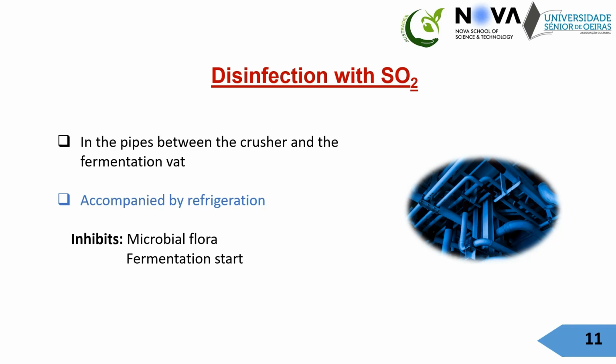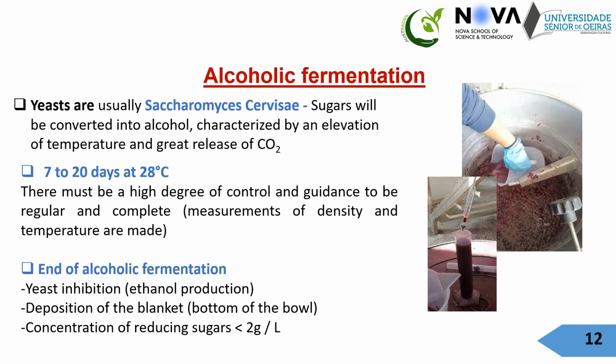Then the must and the masses are disinfected with sulfur dioxide in the refrigerated pipes, inhibiting microbial flora and undesirable fermentation. Then tubes lead to the fermentation vat, where the fermentation process will begin with the yeast Saccharomyces cerevisiae. First, the alcoholic fermentation takes place, where the sugars are converted into alcohol, characterized by an elevation of temperature and release of carbonic gas. This can last between 7 to 20 days at a temperature of 28 degrees.